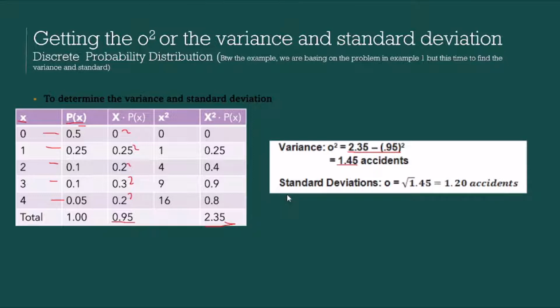And in order to get our standard deviation, we're just going to square root our variance, which is 1.45, and then it will become 1.20. That's how we get our standard deviation. For variance, this is the way of getting it. But for standard deviation, we just take the variance and square root it.